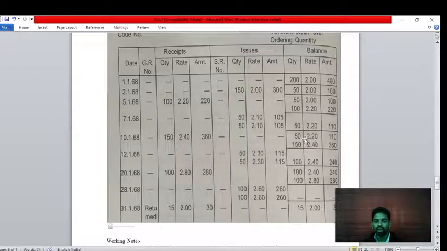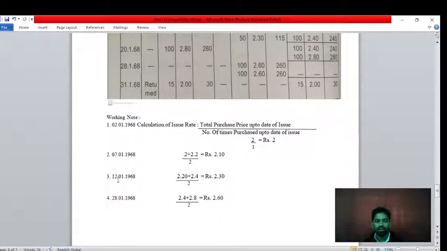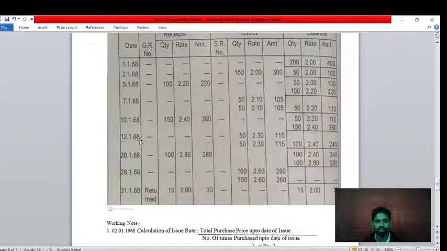2.20 plus 2.40 divided by 2, you will get the issue rate. Now see, working note number 3, on 12th January 1968, 2.20 plus 2.40 divided by 2, the answer will be 2.30. At the rate of 2.30 you have to issue this 50 units as well as this 50 units, the total amount will be 115.